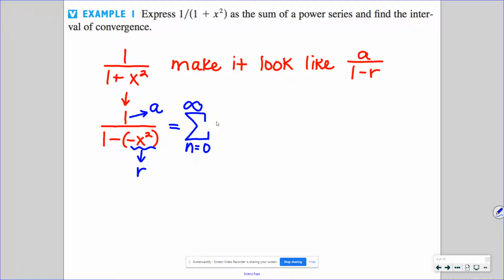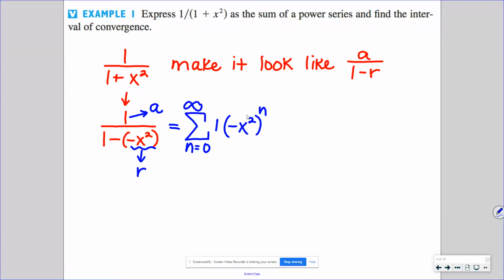We want the first term to be 1, right? And we want the ratio to be on the inside to the power of n. Does that make sense to you? So a is the first term, and then r goes inside here. So you just took a function and turned it into a series. You understand what you're doing? You took a function and turned it into a series. It's a pretty big deal.